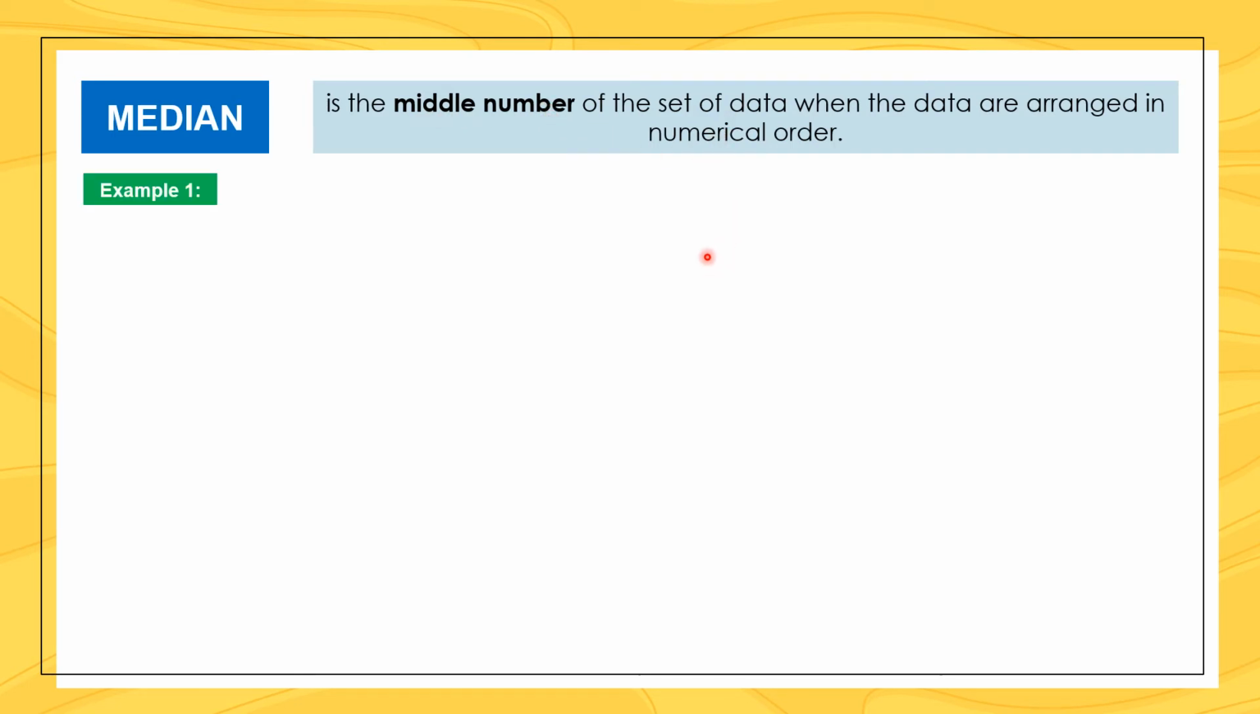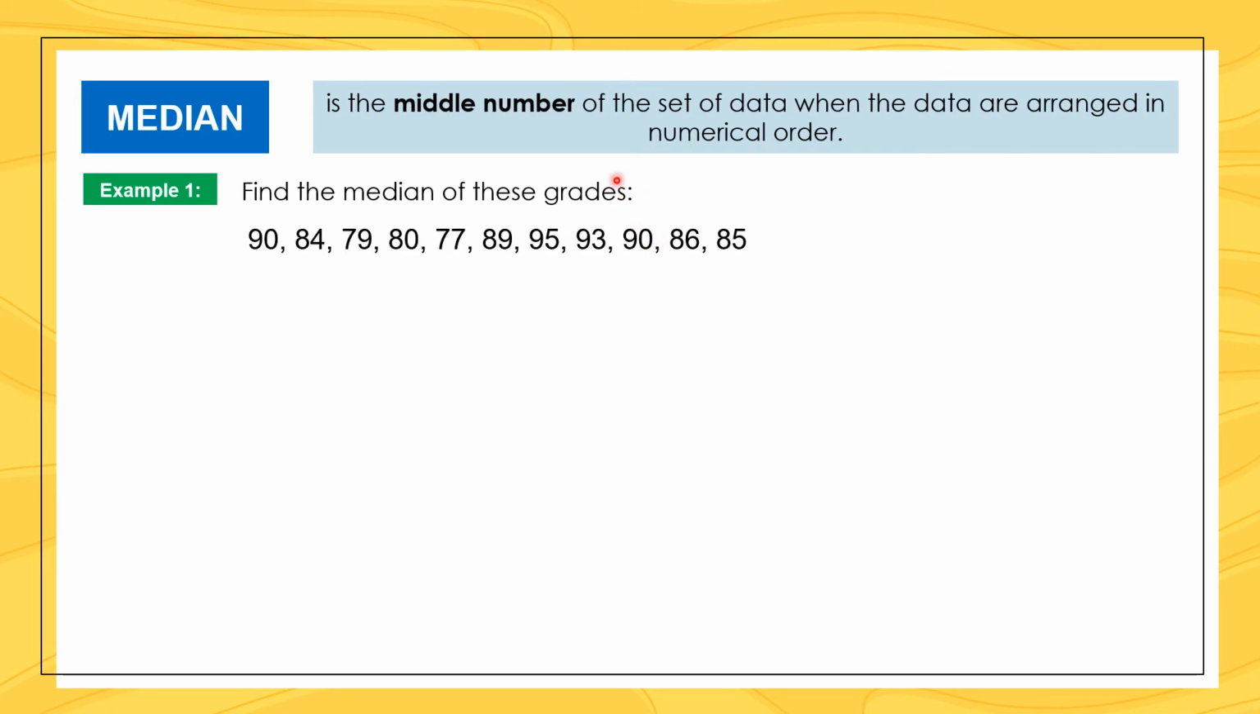Okay? So let's try to have an example. Find the median of these grades. These are your grades in math: 90, 84, 79, 80, 77, 89, 95, 93, 90, 86, and 85. Since these grades are not in order, we need to arrange them first in ascending order, meaning we'll start from the least to the greatest: 77, 79, 80, 84, 85, 86, 89, 90, 90, 93, and 95.